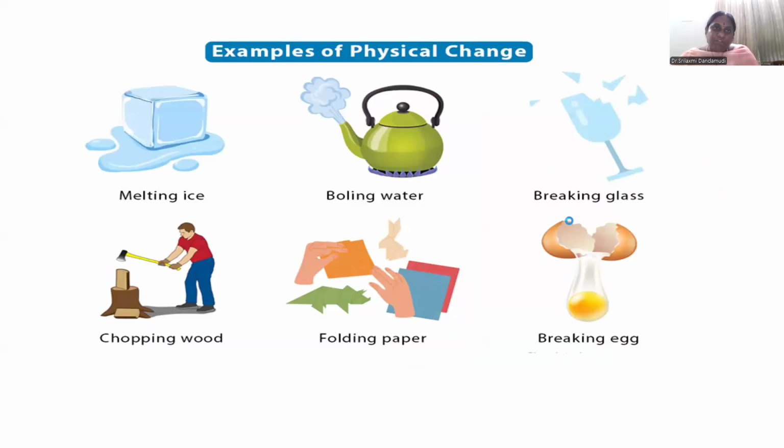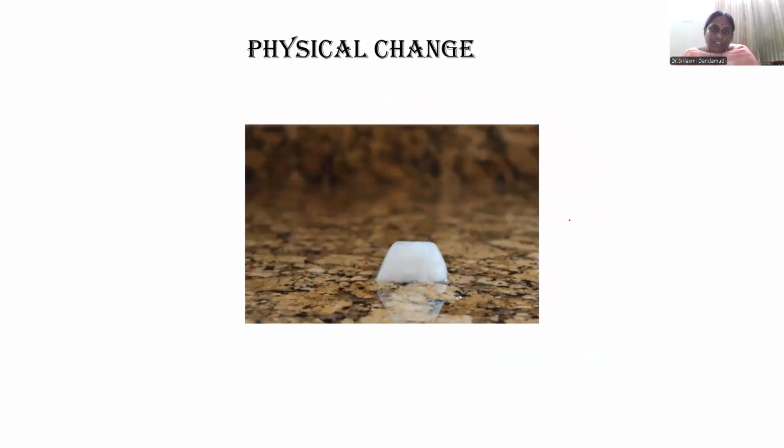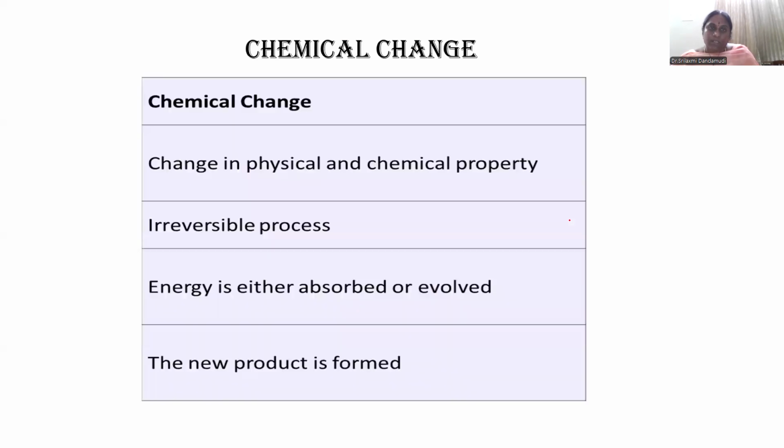A few examples of physical changes: melting of ice, boiling of water, breaking of glass, chopping of wood, folding of paper, and baking of egg. All these are physical changes. So see, this is the melting of ice. This is an example of physical change. Okay, next.